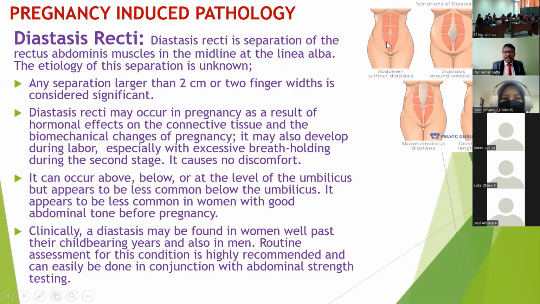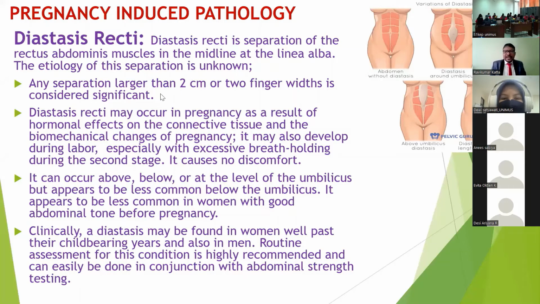Without diastasis, there is no separation of the abdominal muscles. Here you see the separation around the umbilicus, below the umbilicus, above the umbilicus, and along the full length of the linea alba. Linea alba is the line between these two muscles, which join at the linea alba. Because of the weakness of these abdominal muscles, they are separated. They feel more discomfort and weakness, and are unable to maintain posture naturally.